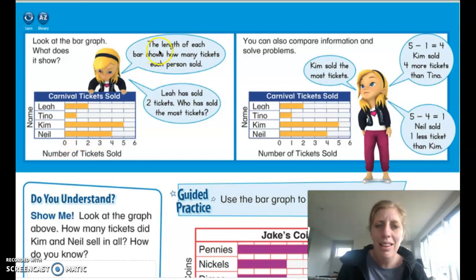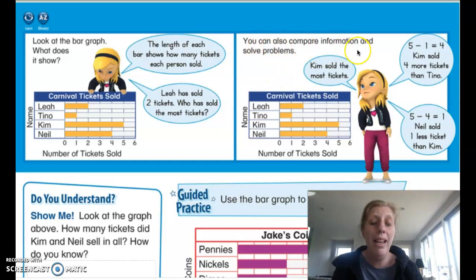Okay, the length, and here's what she notices. The length of each bar shows how many tickets each person sold. Leah has sold 2 tickets. She noticed that too, Leah. Who sold the most tickets? Can you tell? I hear you all going, Kim. Right, we know it's Kim because her bar is the longest. It goes to the number that is greatest, 5.